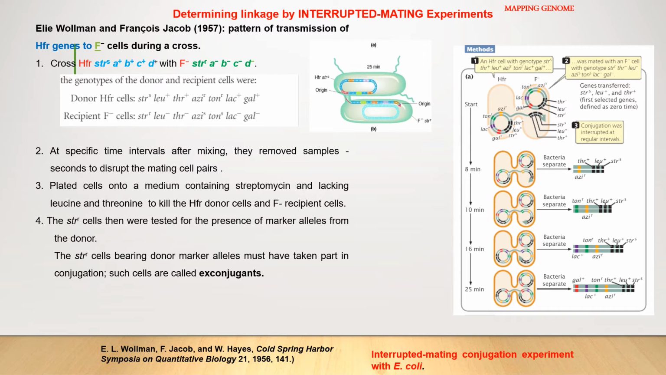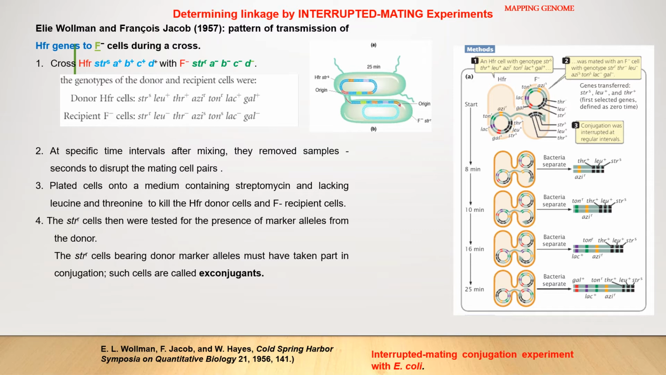The two strains were mixed in the nutrient medium and allowed to conjugate. At different time intervals, the mating mixture was diluted and agitated using a blender to separate the mating cells. These were then plated on a selective medium containing streptomycin and lacking leucine and threonine.